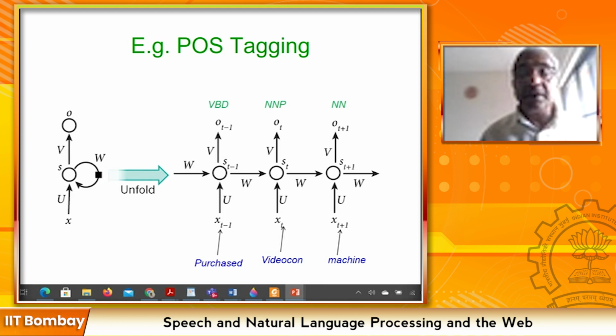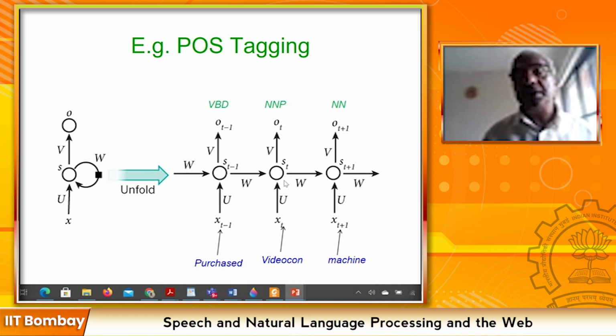Okay, so when the machine is seeing Videocon, it has the state information, which is a function of the previous input and previous state and also previous output. If VBD was output, then previous input was purchased, and these two determine the previous state. So that state is multiplied by W and is participating in the computation inside the second state. And there the output is NNP, proper noun, on the input Videocon.